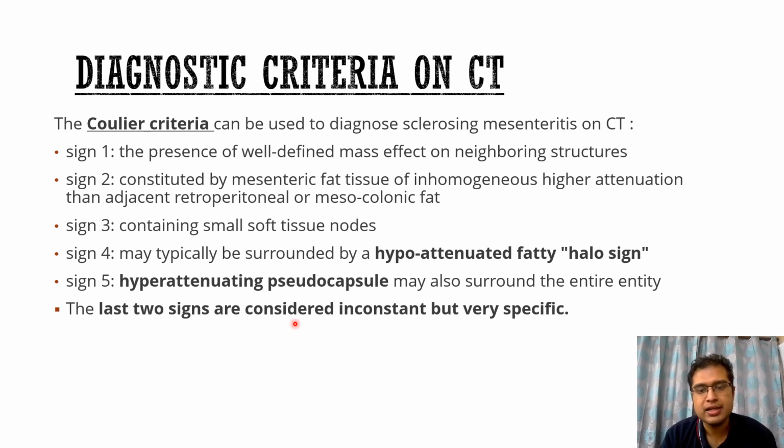And the last 2 signs are considered inconstant also, but they're very specific for the diagnosis of sclerosing mesenteritis. So that is the Coolier's criteria for the diagnosis of sclerosing mesenteritis: mass effect, misty mesentery, small soft tissue nodes, halo sign, and a pseudocapsule.